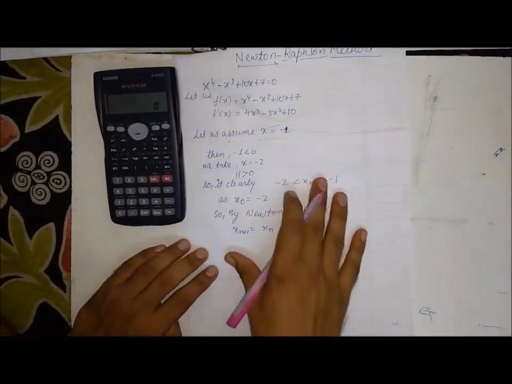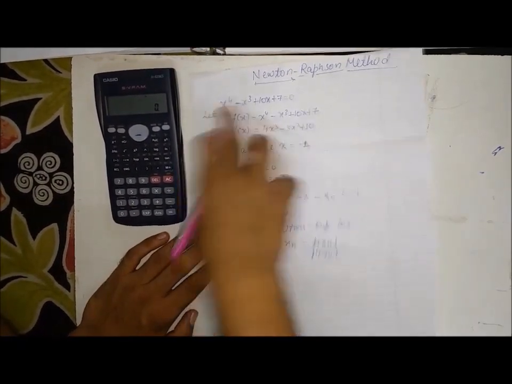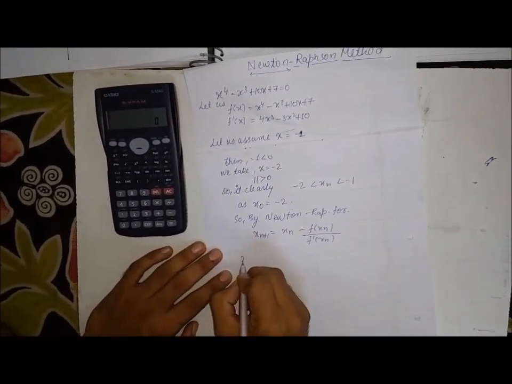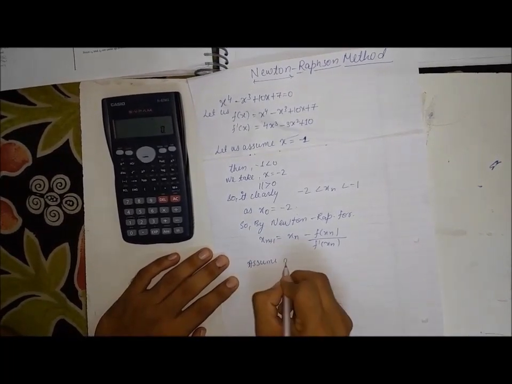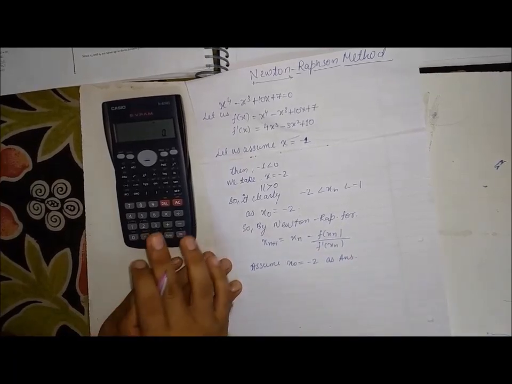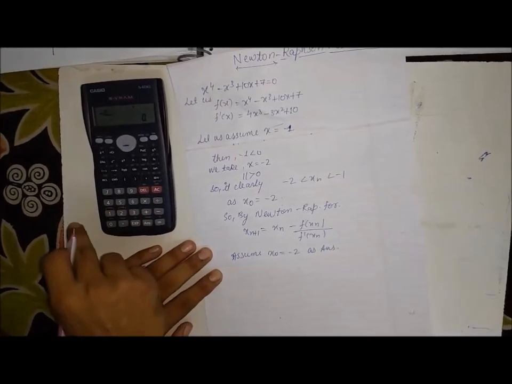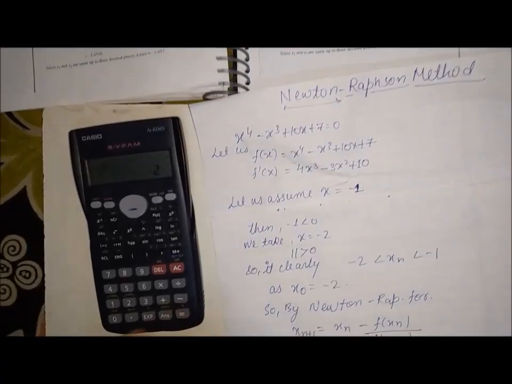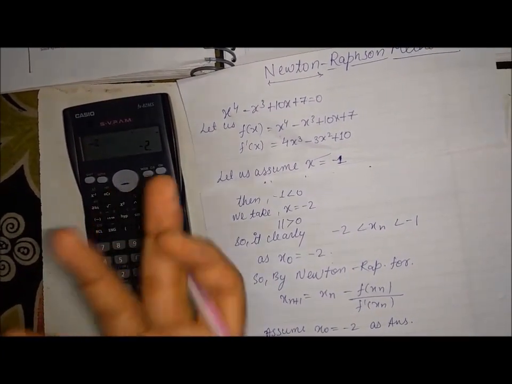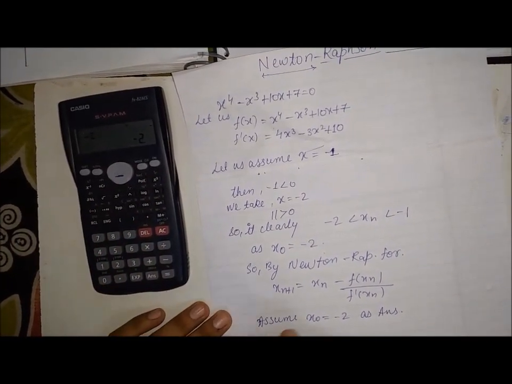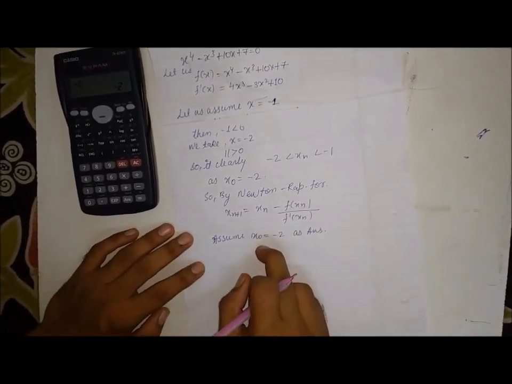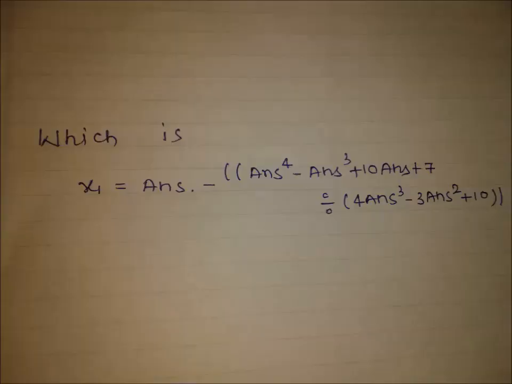So for this, let us move back to our x0. We just have to assume a thing. Assume x0, which is equal to minus 2, as answer. Just simply type minus 2 on the calculator and press equals, which is your answer. Now here comes the main formula, as we have to follow this only. So in place of x0, we have to keep answer.